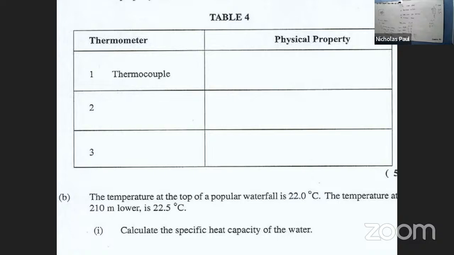What about the mercury in glass thermometer? What is always changing? The expanding liquid, right? So number two, mercury in glass, the physical property is the expansion of the mercury. When you heat the mercury, it will expand. Or the alcohol.